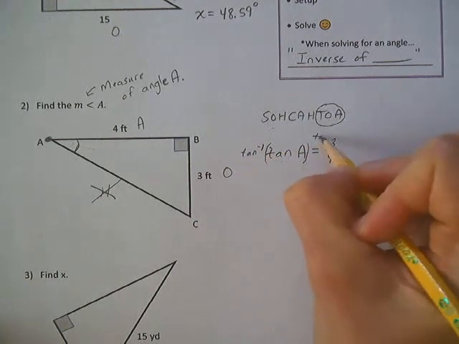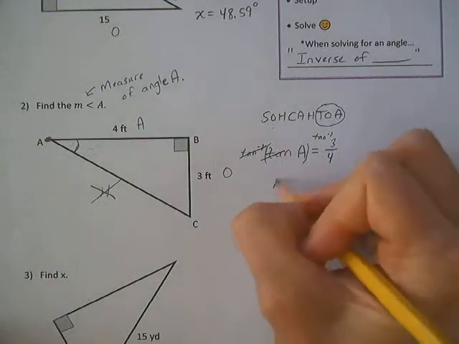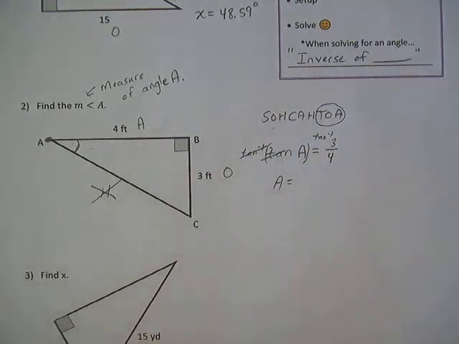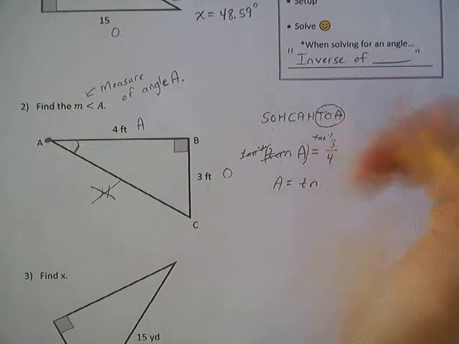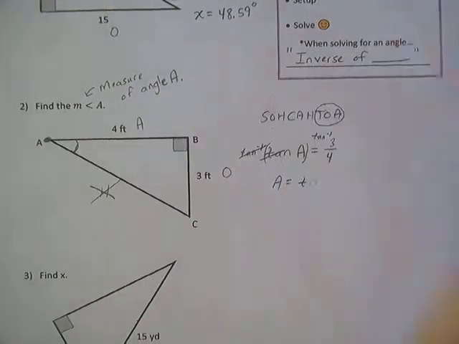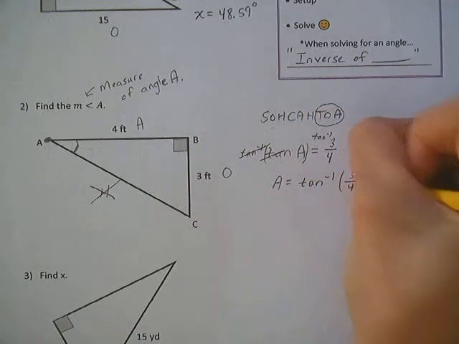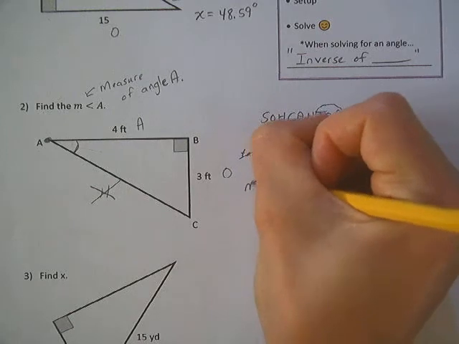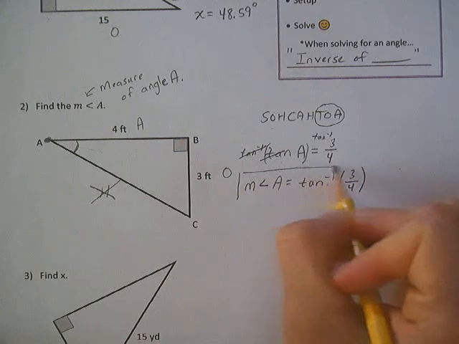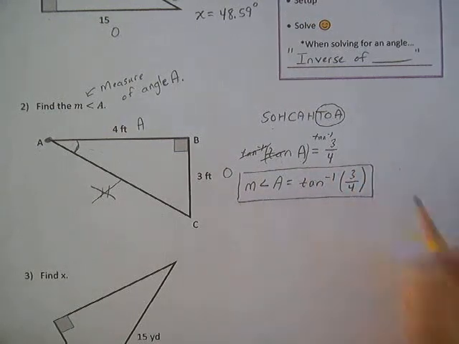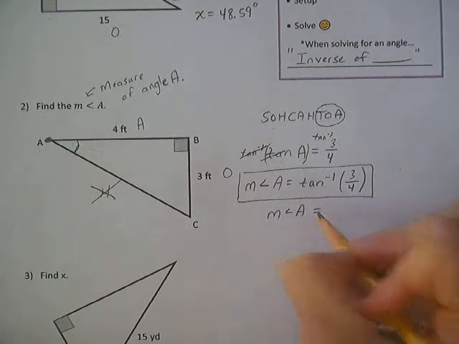And then what we do to one side, we have to do to the other. And so these will kind of cancel each other or go away, and we'll be left with angle A. And then it's going to equal the inverse of tangent of 3 over 4, okay? And now you want to put measure of angle A just so that we have some proper notation going on. But again, if you do not have a calculator, you can leave it like that, or you can just type it in.